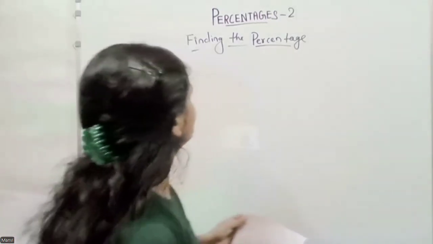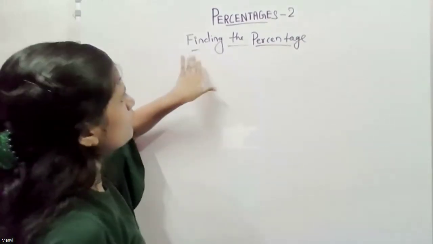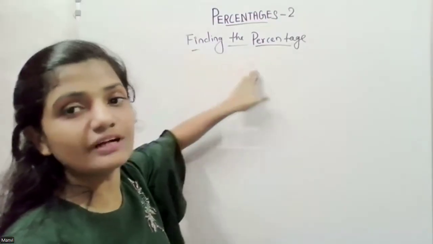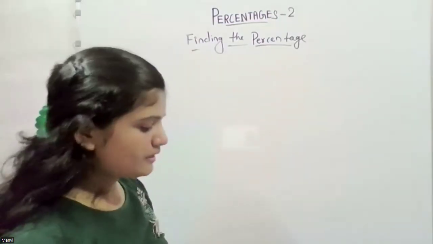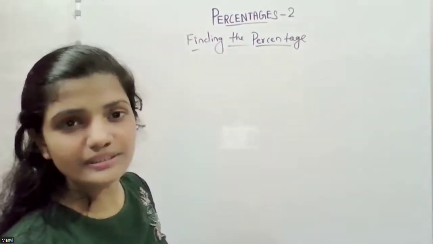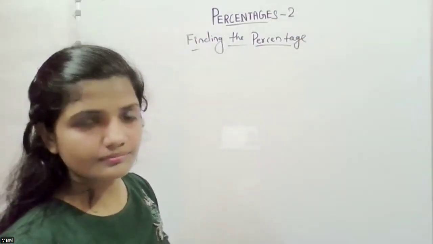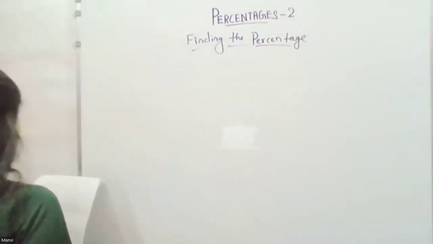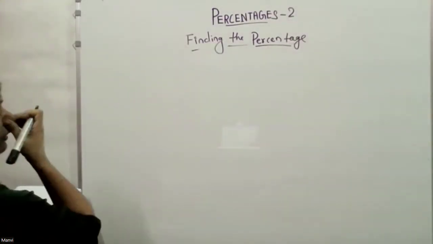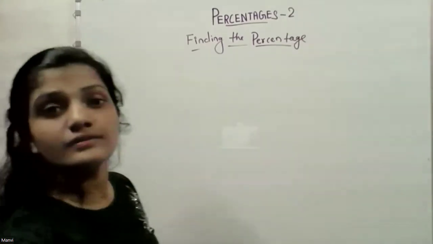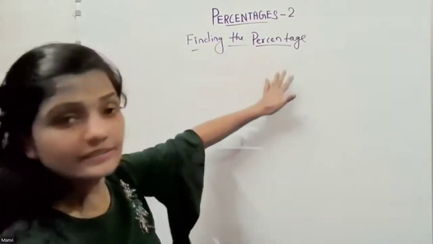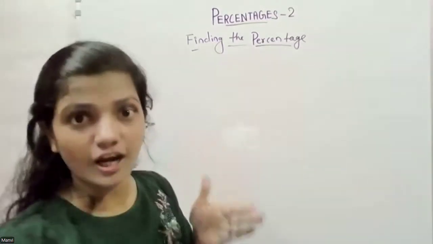Okay, so earlier we learned how to find the whole. This time we're going to learn how to find the percentage. You know that percentage is actually the part of the whole. So for finding the percentage value, we divide the part by the whole, and then times 100. As you know, for converting into percentage, we always times with 100, right?